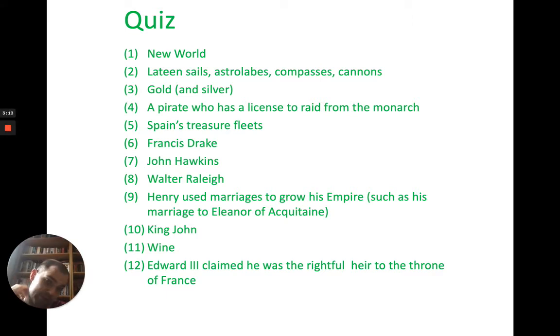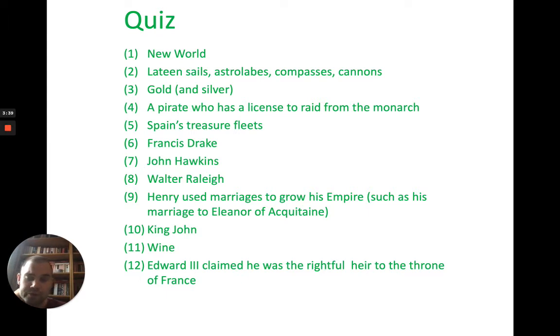John Hawkins in 1562 has the ignoble distinction of becoming Britain's first slave trader. So after he captured a Spanish ship full of African slaves, he then went on to sell those slaves and became Britain's first slave trader as a result. Walter Raleigh was a privateer who was famous because he became the builder of England's first colony in the New World at a place called Roanoke. So he was the first one to establish colonies.